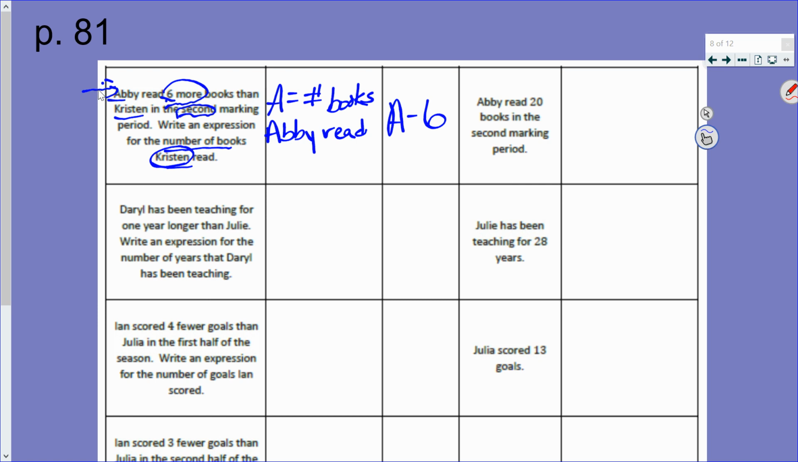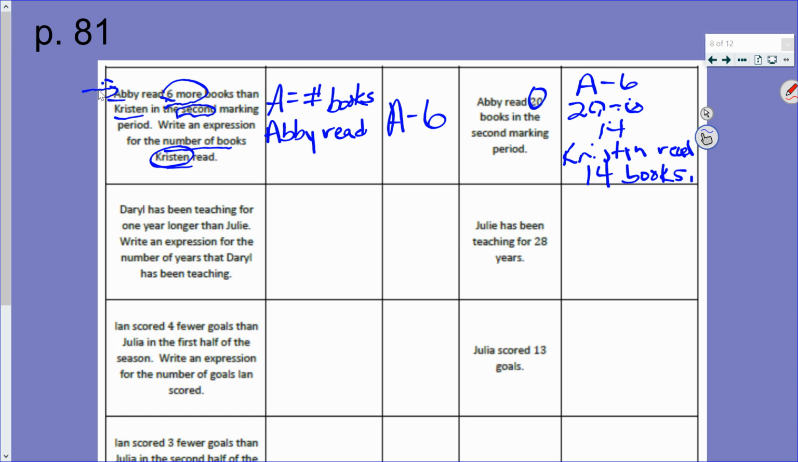Yeah. Yes. So now Abby read 20 books. So I take my initial expression, A minus 6, but I now know that Abby read 20. So I can put a 20 in for that. 20 minus 6 gives me 14. So I can say Kristen read 14 books. And then we can go back to our scenario, make sure it makes sense. If Abby read 6 more and she read 20, does that make sense that Kristen read 14? Yes. That easy, right?